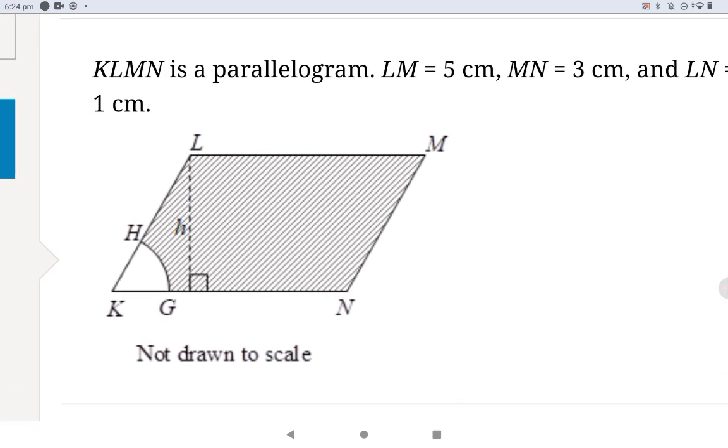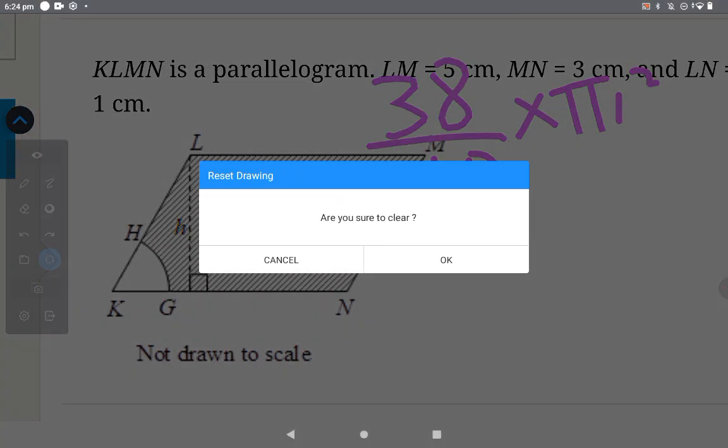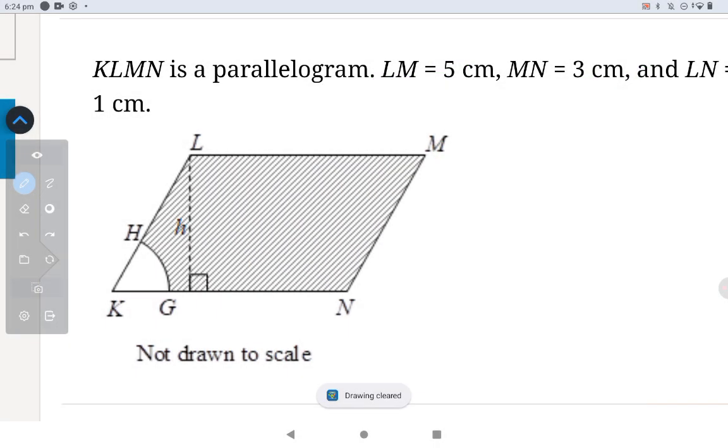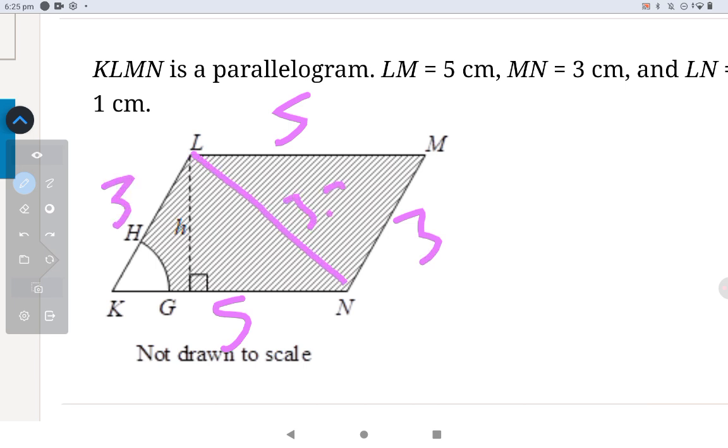Now we know parallelograms are going to be equal length on opposite sides. So 5 over here will make 5 over here, 3, 3. And LN we know it to be 3.2 as given. Okay. Now they want this angle, LKN, this one. Now to find that angle, we have all three sides.